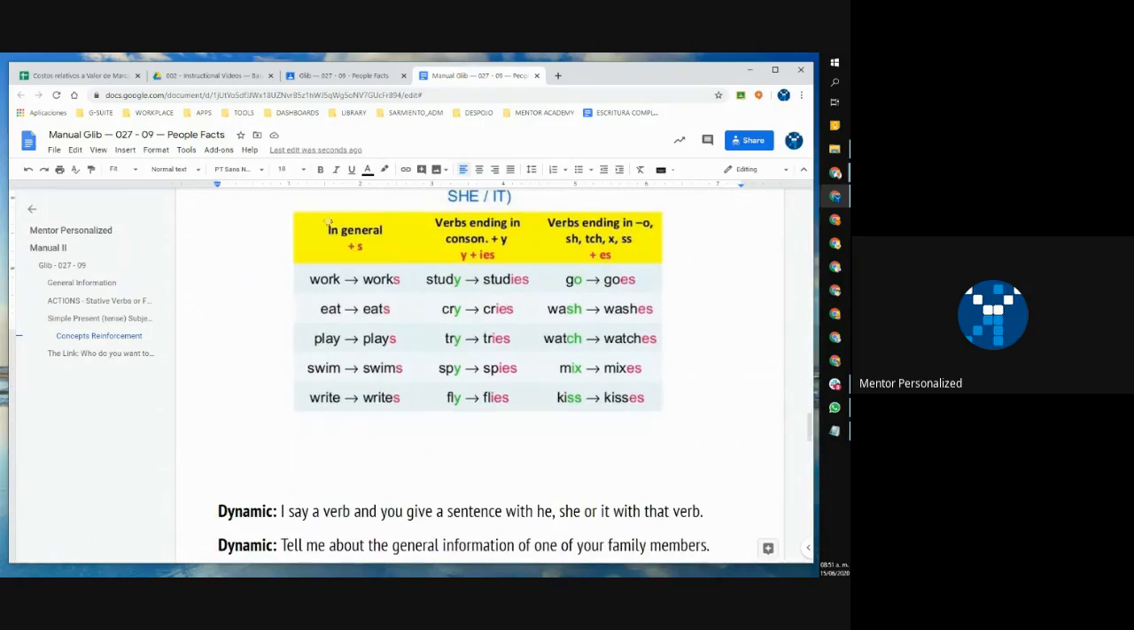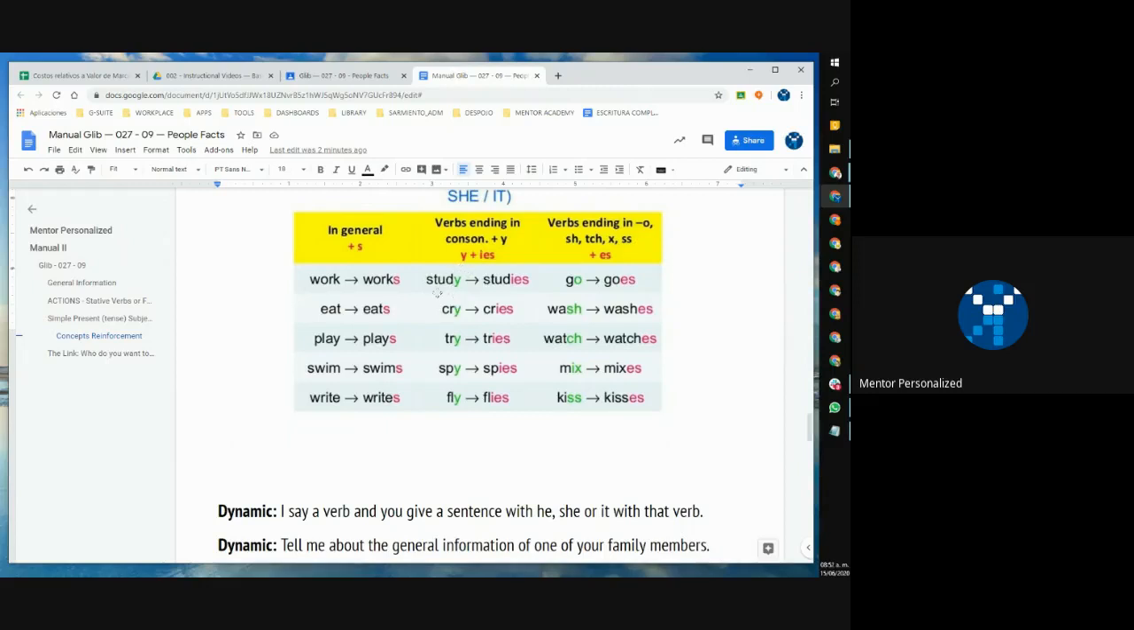Now there are some rules for this conjugation. We have the S in general. Say work, works. It's the verb plus S, a simple addition of the S, okay? Continue reading the list. Eat, eats. Play, plays. Swim, swims. Write, writes. Very good.